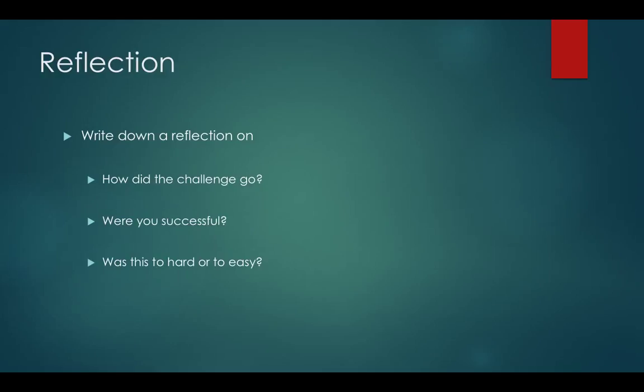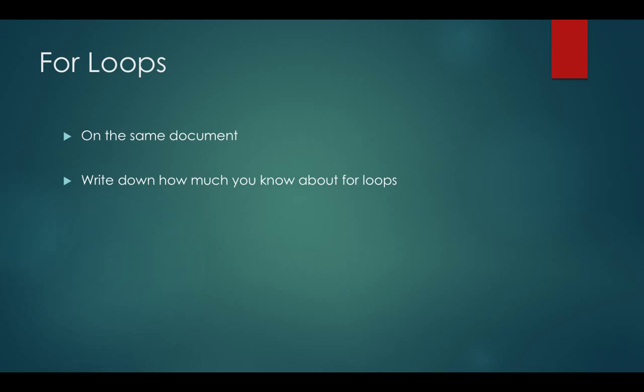Alright, so let's have a bit of a reflection. Please write down, how did the challenge go? Were you successful? Was this too hard? Was it too easy? And now we're going to be moving on to for loops. On the same document, write down how much you know about for loops. What are their conditions? What is the syntax for it, if you know it. If not, don't worry, we will be going over it.